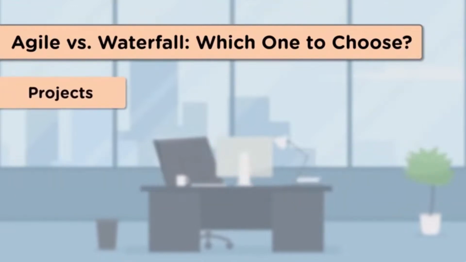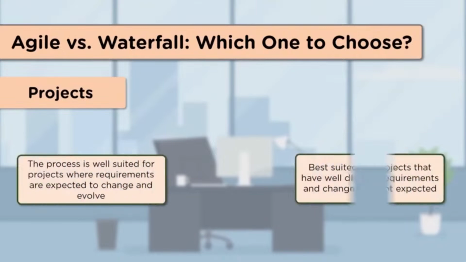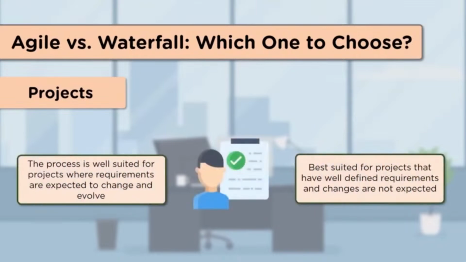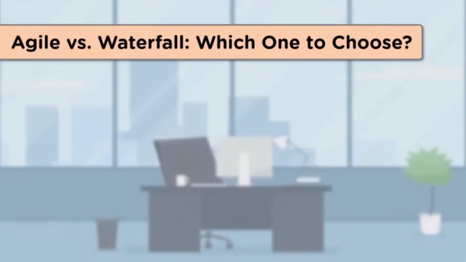Now, the next important factor is the projects. That states which of the two models is a better fit for what kind of projects. If we talk about the agile process, it is well suited for projects in which the requirements may change. Whereas, if we consider the waterfall process, it is well suited for well-defined projects in which all the requirements are well stated and no changes are expected.